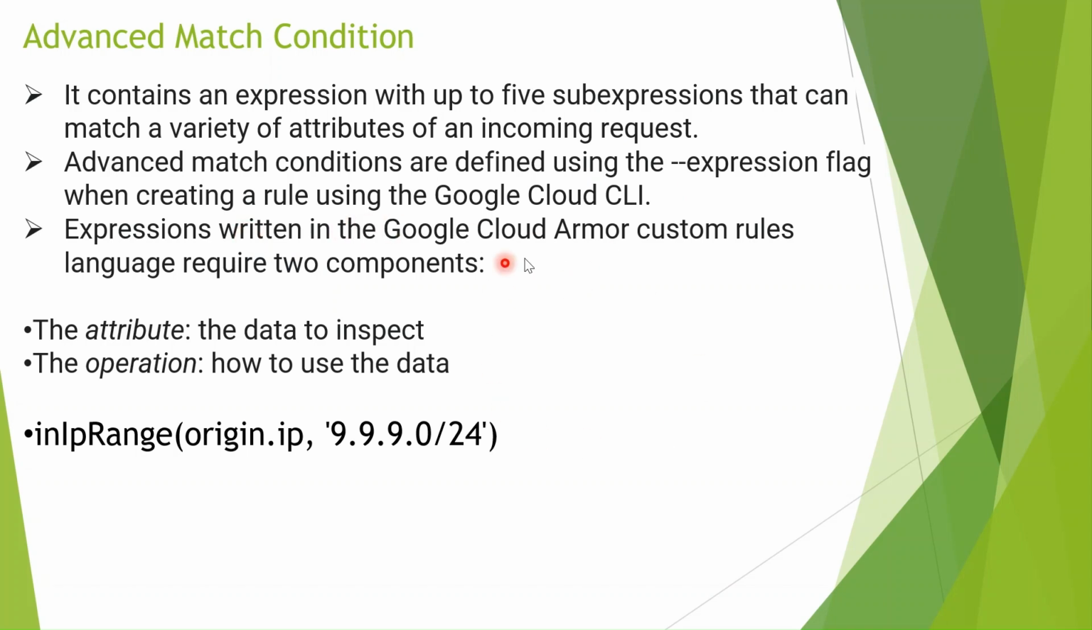An expression written in Cloud Armor custom rules requires two components. First is the attribute, the data to inspect. So if we want the origin IP, for example an IP range, that is the attribute. And second is the operation, how to use this data. So here, in IP range is the operation.